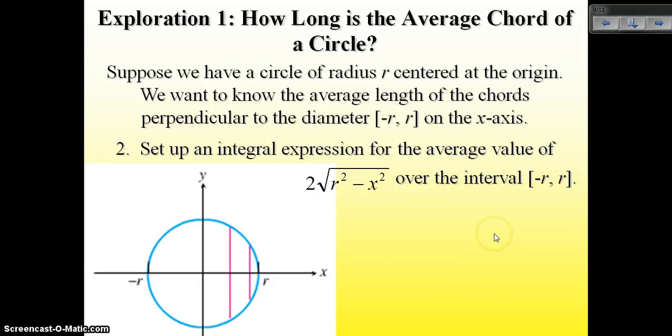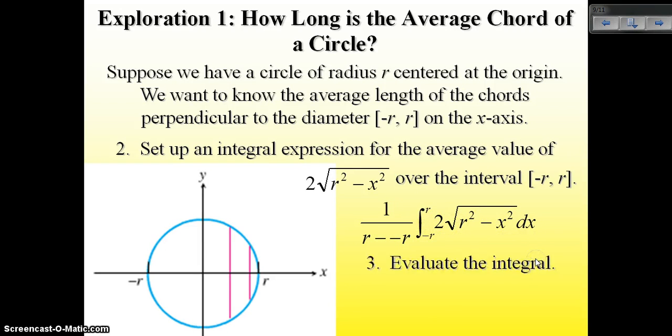Now, the average value, remember, is 1 over b minus a, an integral from a to b of our function, and we can simplify that. 1 over 2r right here, and then we bring our 2 out. Then the question becomes, how do I get this 1/2 pi r squared?